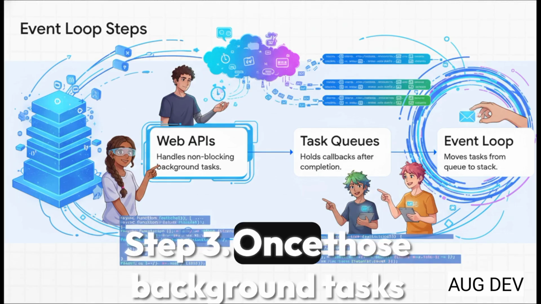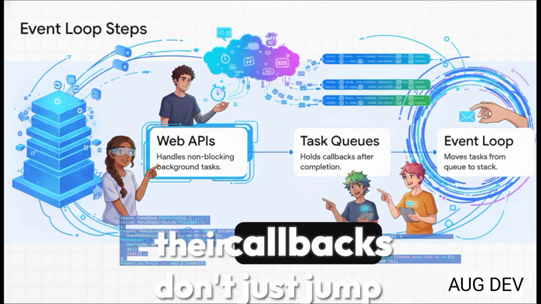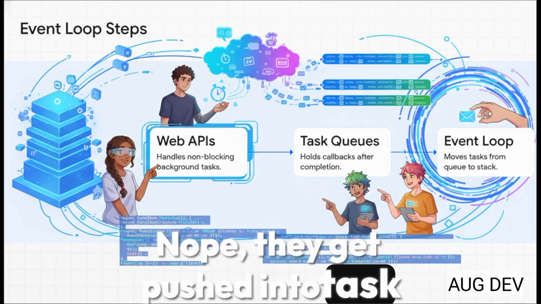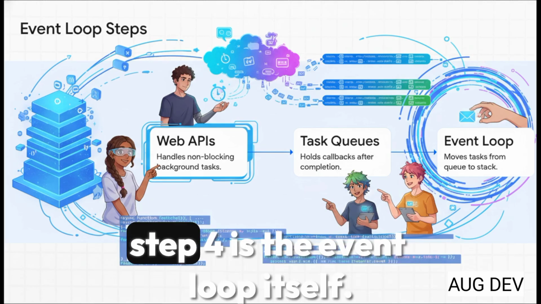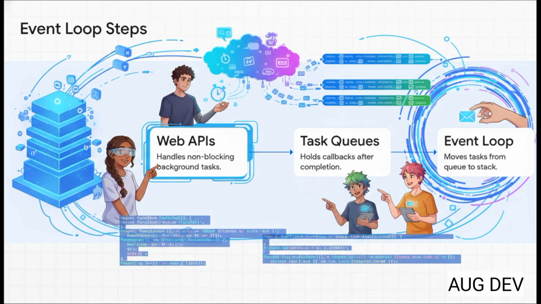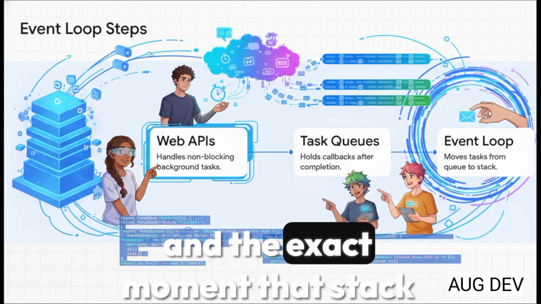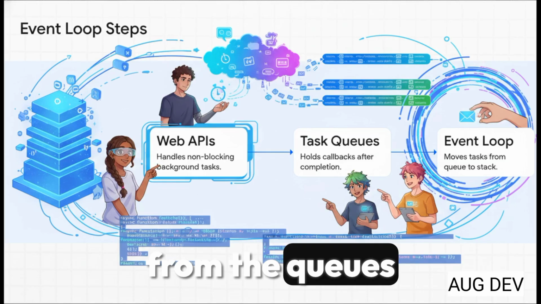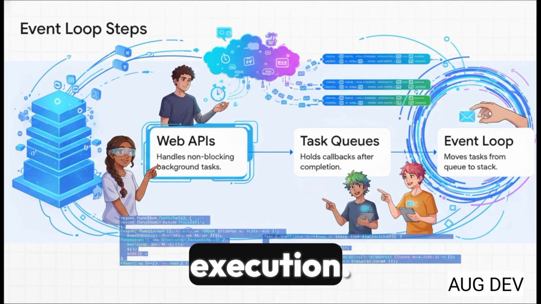Step 3. Once those background tasks are done, their callbacks don't just jump right back onto the call stack. Nope, they get pushed into task queues. And finally, step 4 is the event loop itself. The loop watches the call stack, and the exact moment that stack is completely empty, it grabs the first waiting callback from the queues and pushes it onto the stack for execution.